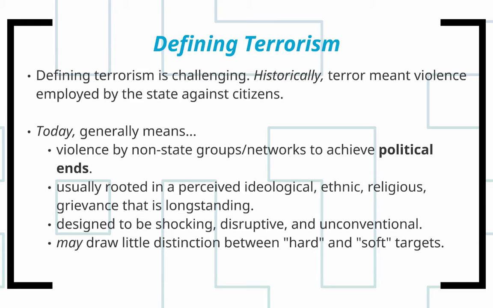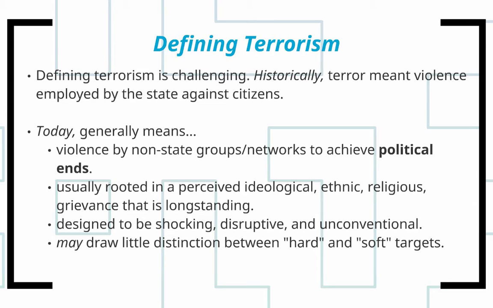Defining terrorism just in general is challenging. Historically, when we used the term terrorism or terror, that meant violence that was employed by the state against citizens. If you're familiar with the French Revolution, if you've had a Western Civ or world history course, there was a period after the initial overthrow of the monarchy that was referred to as the Terror, a massive wave of revolutionary violence in which members of the monarchy and the aristocracy were being put to death by the thousands. The street literally ran red with their blood. That period was referred to as the Terror. So that was an instance in which the state was actually utilizing violence against its citizens. But we use it in a different way today.